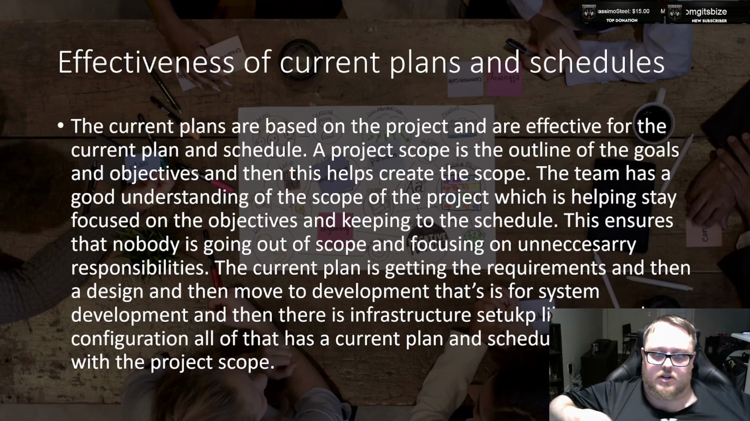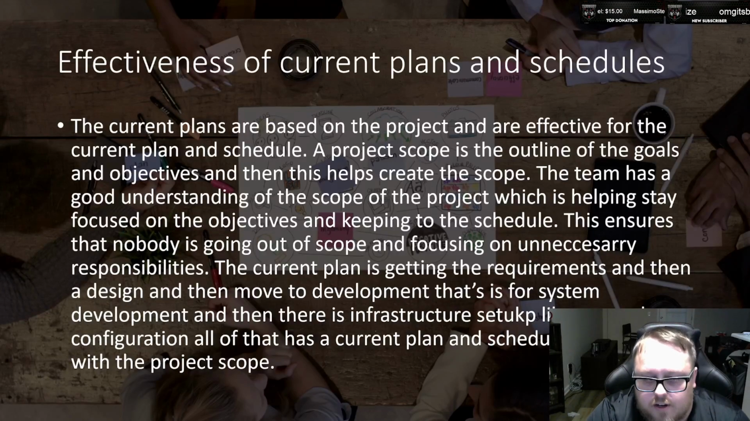The current plans based on the project are effective for the current plan and schedule. A scope is the outline of the goals, and the objectives are what help create that scope. The team has to have a good understanding of that scope in order to be able to create the objectives and keep to the schedule. So if the network's going to take 2 weeks, you understand, because of the objectives that we're asking for, why it's going to take 2 weeks, or why it would take a week to do.